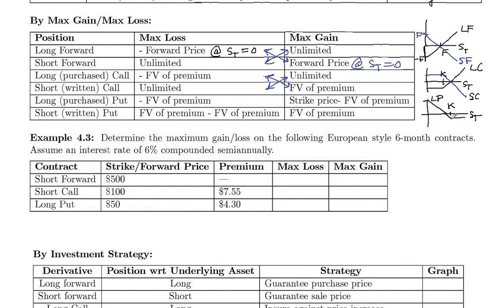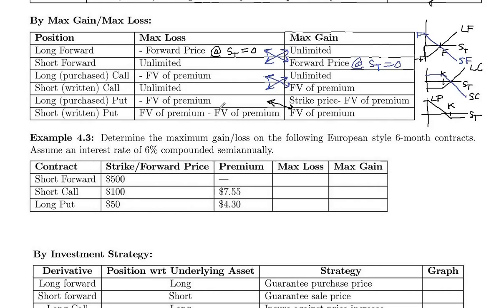And then your max loss happens for any price over the strike price, and that's just going to be the accumulated value of the premium. So this is negative future value of the premium. And then notice that these guys here are negatives of each other, and these are also going to be negatives of each other.